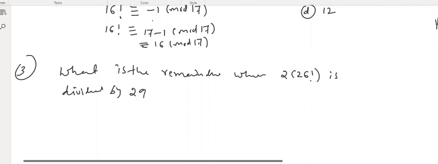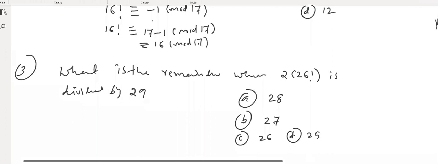29 అన్నాడు. యూ చాట్ బాక్స్ లో ప్లీజ్ గివ్ యువర్ ఆన్సర్. వాట్ ఈస్ ద రిమైండర్? ఆప్షన్స్ ఆర్ A 28, B 27, C 26, D 25. Yeah, many of them are responding. 28, yes, correct. Bhavani, yeah, many of them responded. That 28 is the correct answer. First option A is the correct one.